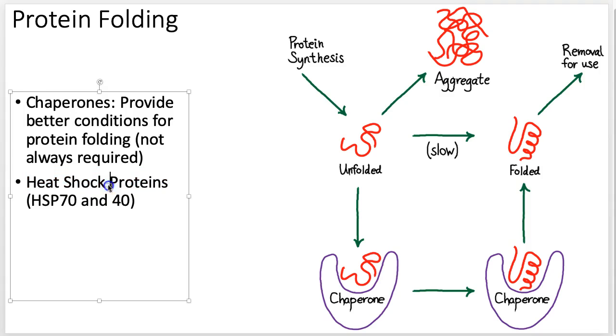So if I shock a cell, it starts making heat shock proteins. And HSP70 is the main one, and HSP40 is a secondary one. And they will just help the proteins kind of fold back into their proper shape. If they don't fold right, then you can get rid of them. But for the most part, that's what chaperones do.